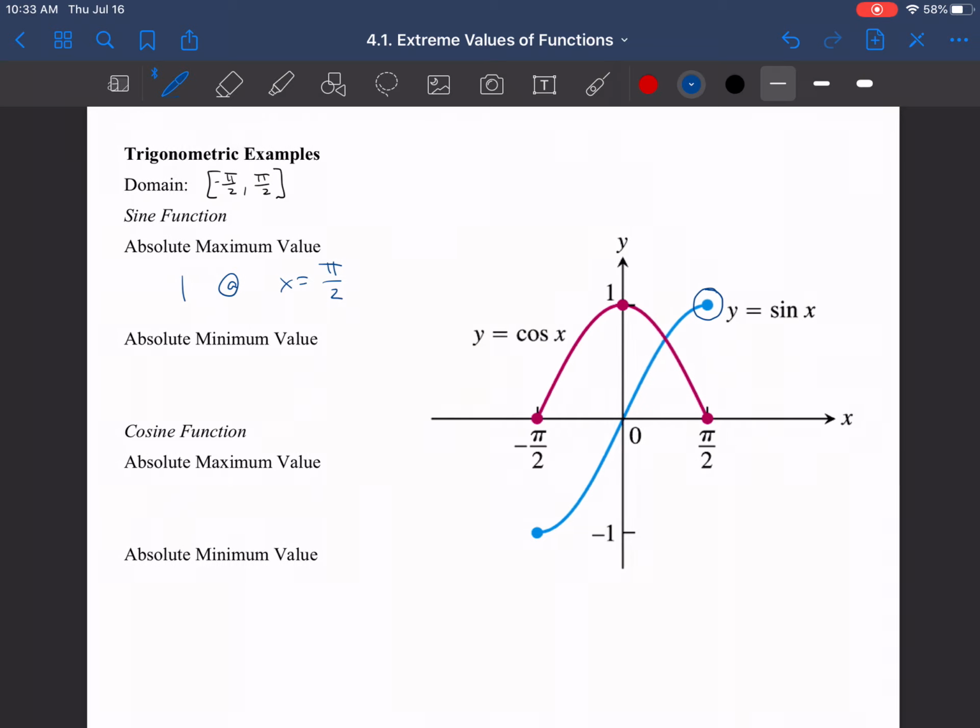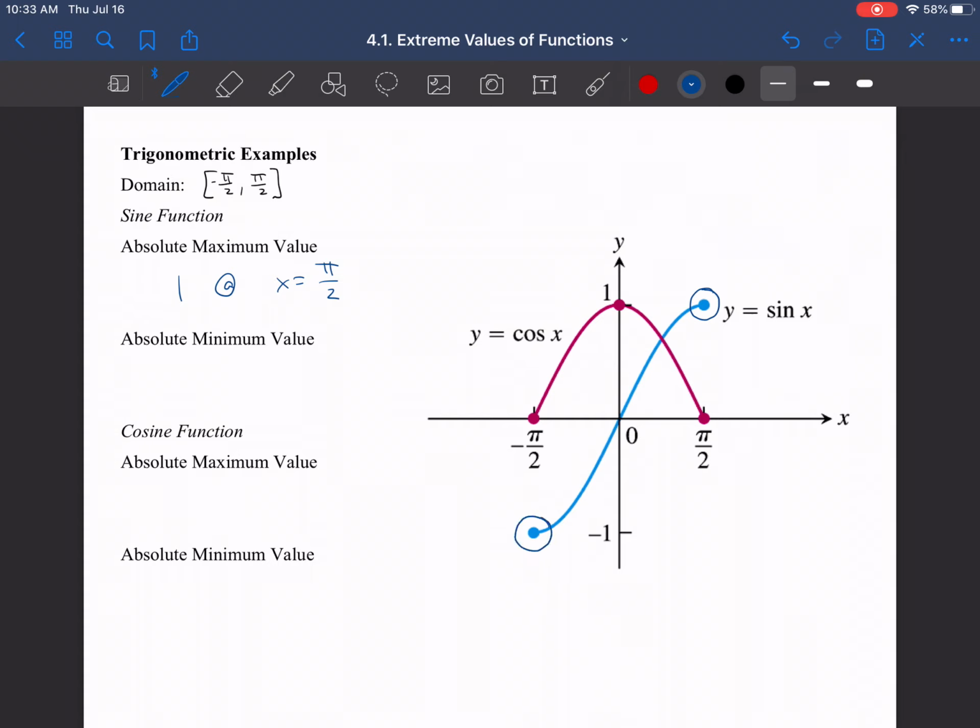Our absolute minimum value, that's going to be this value down here. It has a value of -1, and it's occurring at x equals negative pi over 2. Right? So this is our actual minimum value. This is where it's occurring. Okay?